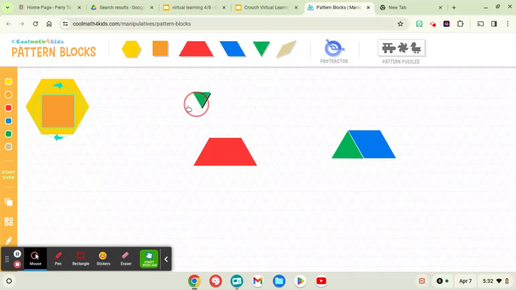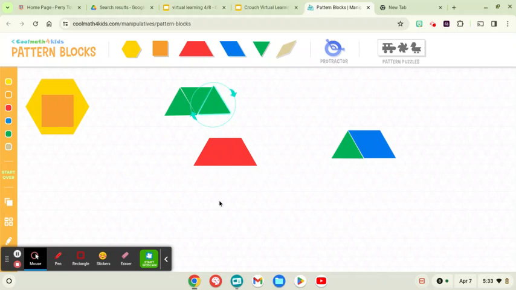I'm going to try to make a trapezoid using some triangles. So I'm going to move my triangles. One more. Did I do it? Oh, yes. So there's two different ways that I just made a trapezoid. I have a rhombus with a triangle, and then I use 3 smaller triangles to make a trapezoid.